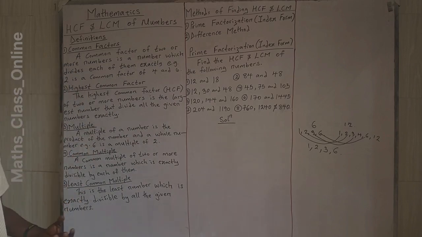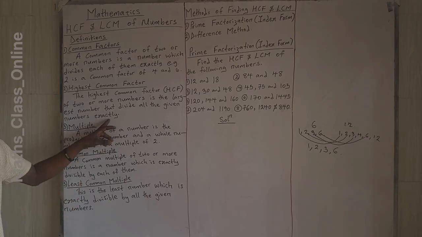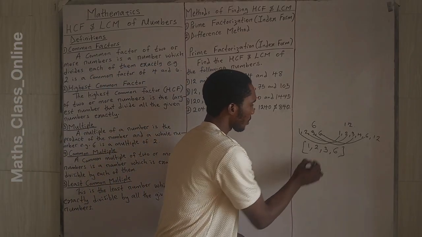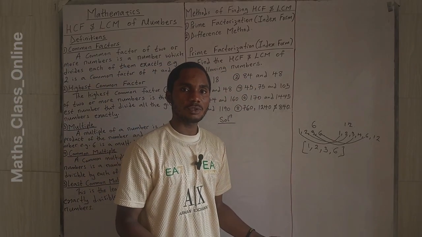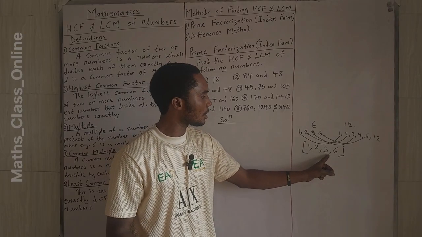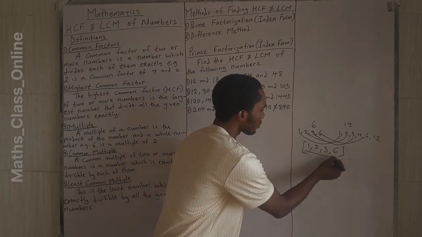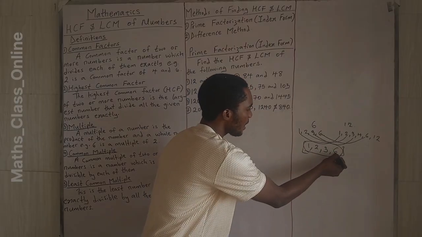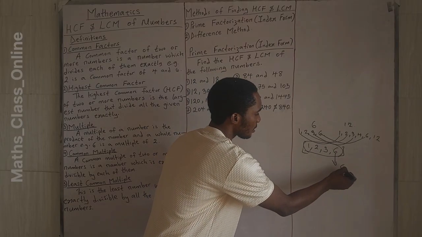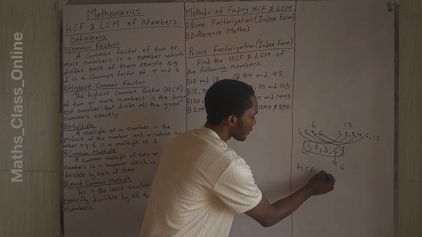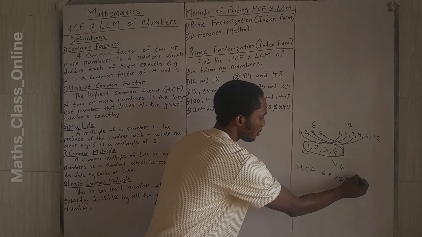The next definition, we have highest common factor. The highest common factor of two or more numbers is the largest number that divides all the given numbers exactly without remainder. Let's come back to this. The common factors of 6 and 12 are 1, 2, 3, 6. Now, what is the highest out of these common factors? The highest is 6. That means that the highest common factor of 6 and 12 is 6.